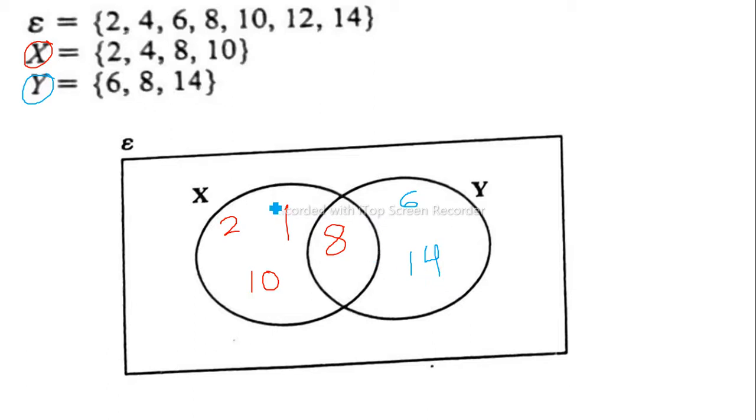Next up we have the rest that we didn't include. So we already have 2, we already have 4, we already have 6, we already have 8, we already have 10. So it's going to be 12 and 14 on the outside. No, we already have 14 too. So the only number on the outside is 12.